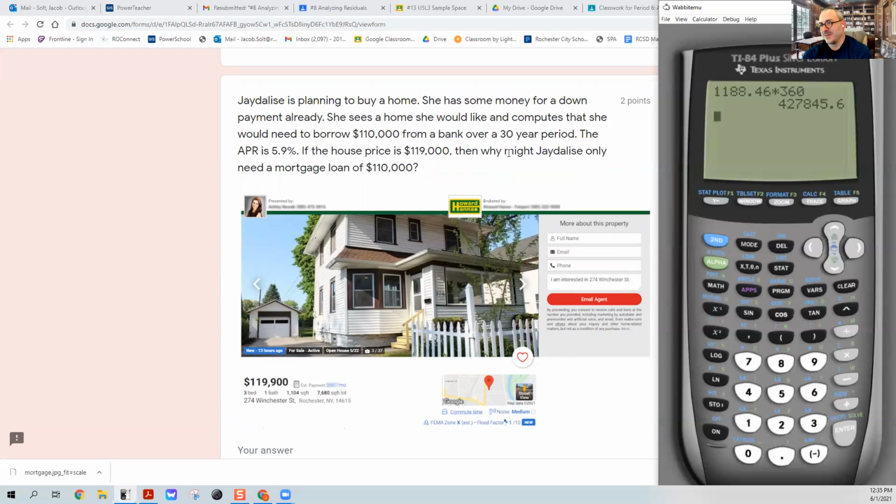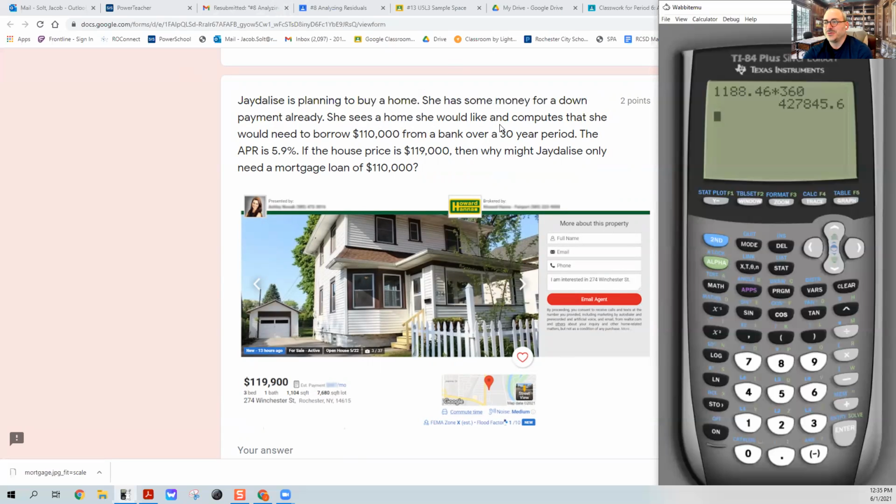Actually, I don't want to quick see how much you have to make for this particular situation. I'll leave you to calculate that later. All right, here's the situation. Jadalise is planning to buy a home. Sound familiar? It's just like the example. She had some money for a down payment already.